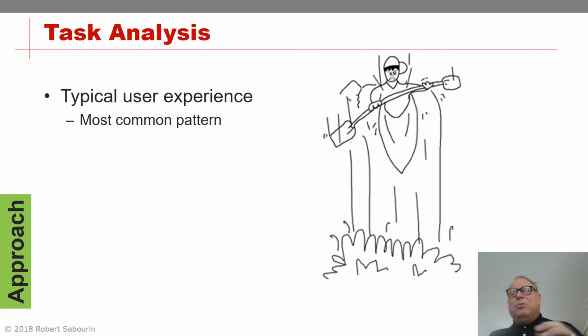So common pattern, I'm really fishing for what is typical. What do we expect typically to happen? What usually happens? So that's the typical user story.